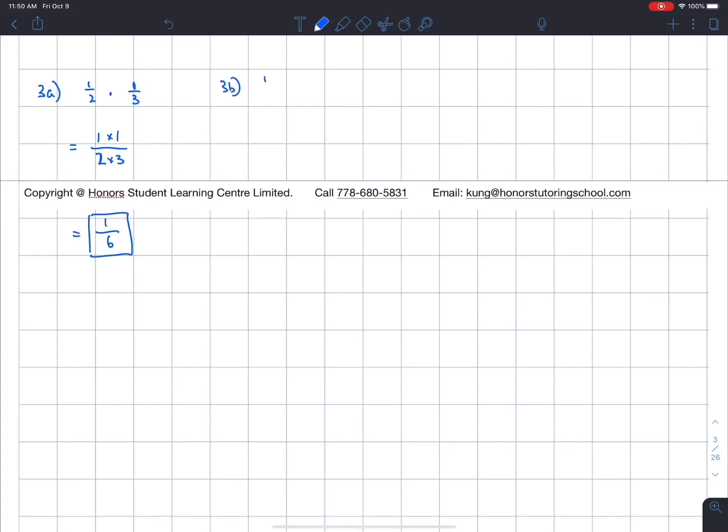3b, 1/2 times 3. I can say this is 1/2 times 3/1, because anything over 1 is just itself. That's why I can put it as 3/1. Now I would multiply the numerator with the numerator. 1 times 3 is 3. Denominator with the denominator, 2 times 1 is 2. And I can change this back to a mixed fraction. 2 goes into 3 one time, and we will have a remainder of 1.